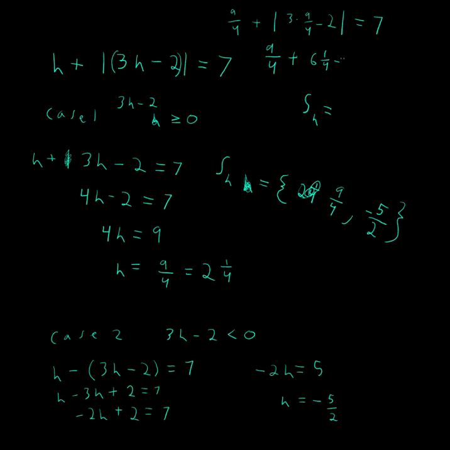Minus 2 equals 7. Let's see. This would be 2 1/4 plus 6 1/4 minus 2. Something's gone wrong here. Let's just go. I'm just going to put the time into working through it fresh.